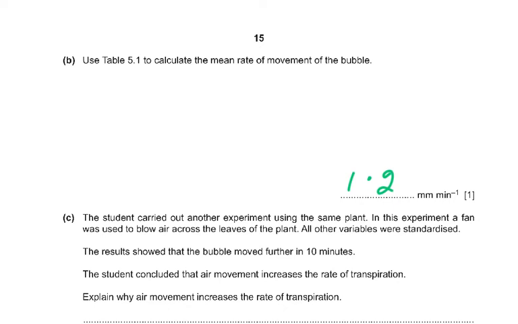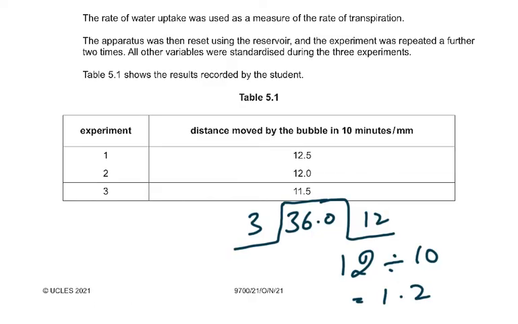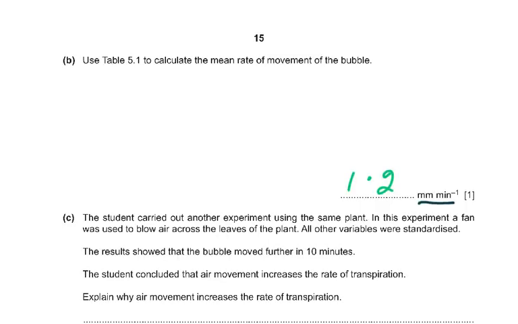Use table 5.1 to calculate the mean rate of movement of the bubble. That was 1.2, and this is the working of it. You added up 36 divided by 3, 12, divided by 10 because we had 10 minutes here. And here we are asking not for 10 minutes, we are asking for millimeters per minute. So there was just a little bit of maths in that, and I hope everybody got this right.